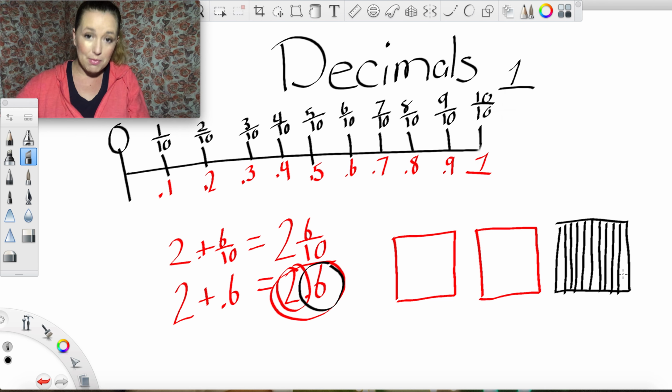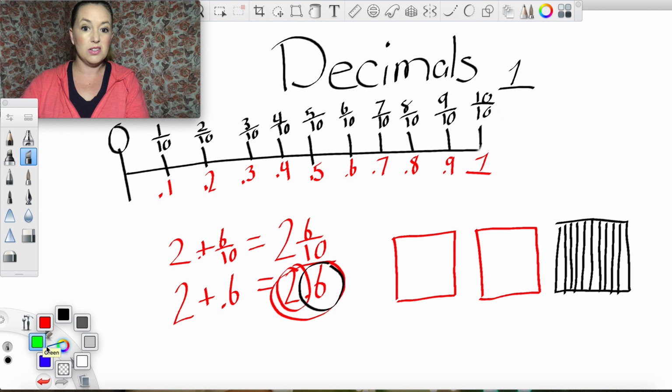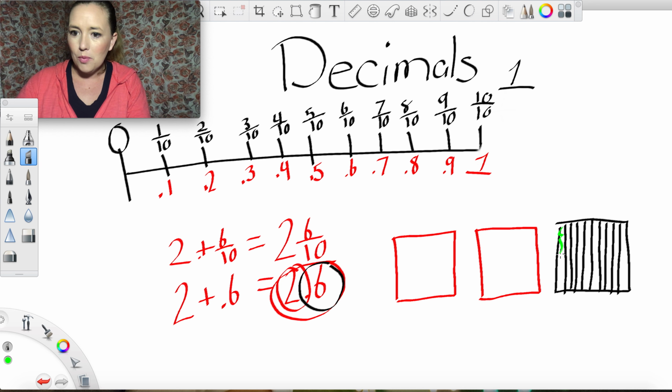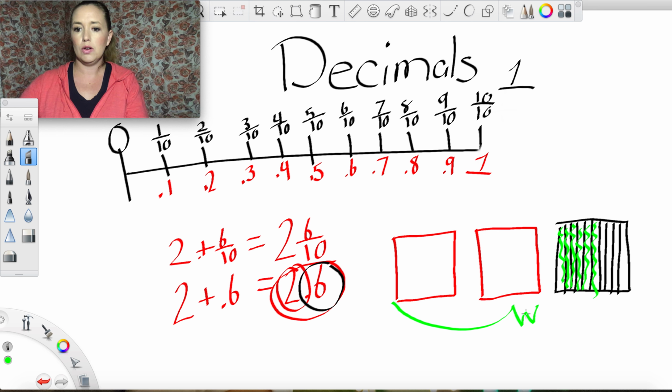Whew. But remember that 6/10, it's the same as a fraction. It's saying I don't have that whole. I've got 6 of my 10 pieces. So let's do green. 1, 2, 3, 4, 5, 6. Now, this is showing 2.6.